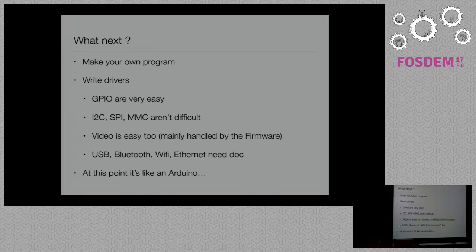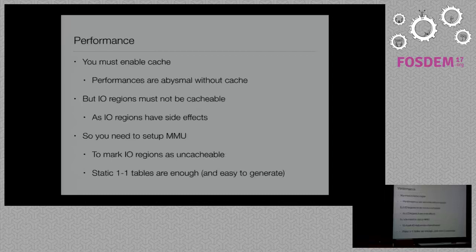If you want more performance, you have to enable cache, because the CPU starts with cache disabled, which creates abysmal performance. So you really want to enable cache for performance, except that if you enable cache, you have to specify that I/O regions are not cacheable, because I/O regions have side effects: writes must go to the device, and reads must come from the device.